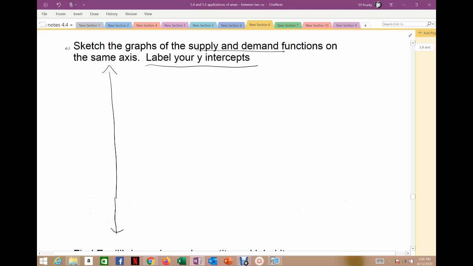Alright, so only in the first quadrant. Our x represents office desks. Those can only be positive. And our y represents the price in dollars. That's the y-axis.